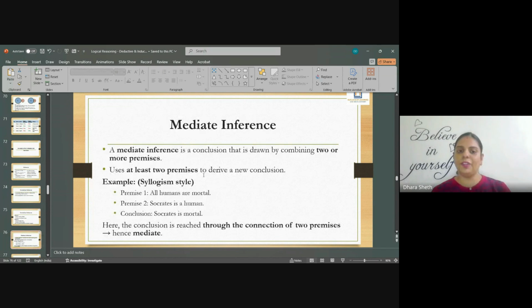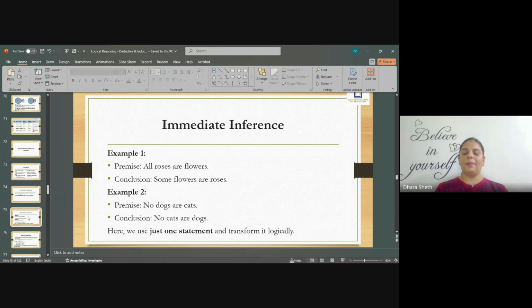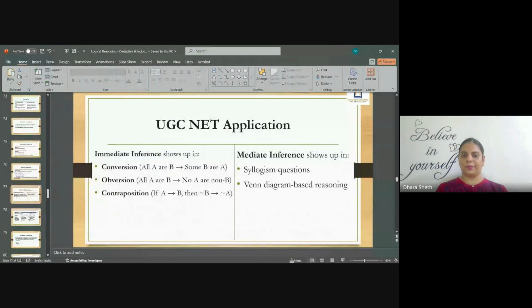Whereas in mediate inference, we use at least two premises. The favorite one: All humans are mortals. Socrates is a human. Therefore, Socrates is a mortal. Here we use two premises. So by combining two or more premises, when we draw the conclusion, it is called mediate inference. But what we are going to talk about now is immediate inference. Mediate inference we'll talk about tomorrow.